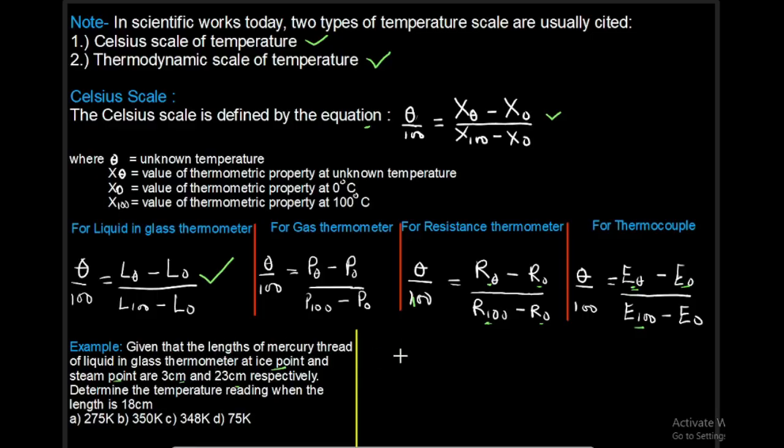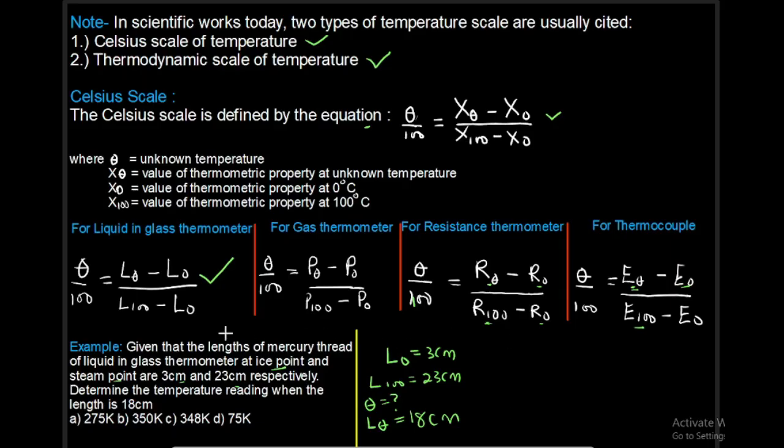So now they say given that the length, so we have L, length of mercury thread in liquid in glass thermometer at ice point. At ice point we write as L0. L0 is 3 cm, and steam point L100 is 23 cm respectively. They say determine the temperature, the unknown temperature is what we are looking for. Determine the temperature reading when the length is 18 cm. So the length at the unknown temperature was given also as 18 cm.